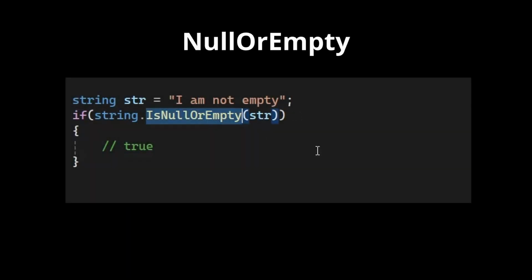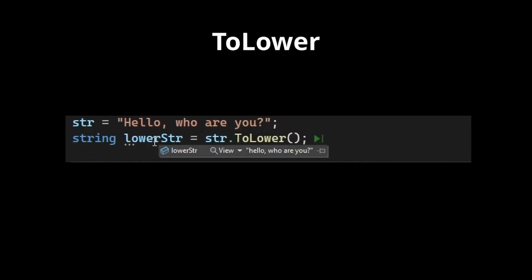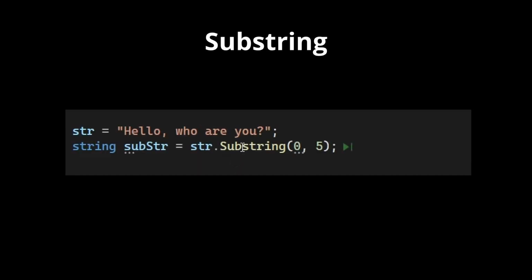The string class comes with some useful methods. Here's a quick summary of some of them. The IsNullOrEmpty function will simply check if the string is null or empty. The ToUpper function will turn this string into uppercase characters. The ToLower will turn it into lowercase characters. In this case, we're using Substring 0 to 5, which will pick the first 5 characters.